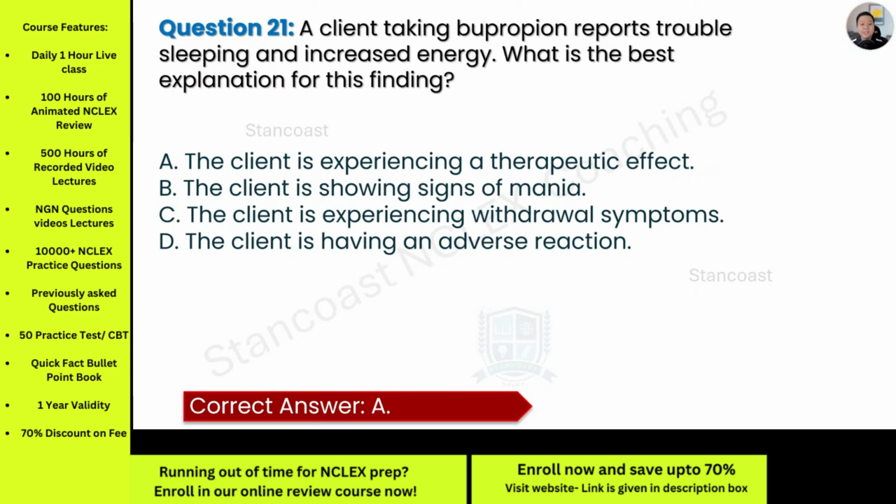So you have to eliminate those options that are more serious, things like withdrawal symptoms or mania. These are more serious conditions. So the question here describes mild symptoms, which are usually early signs that the medication is doing its job. So you have to focus on the side effects that are commonly seen when starting this medication.